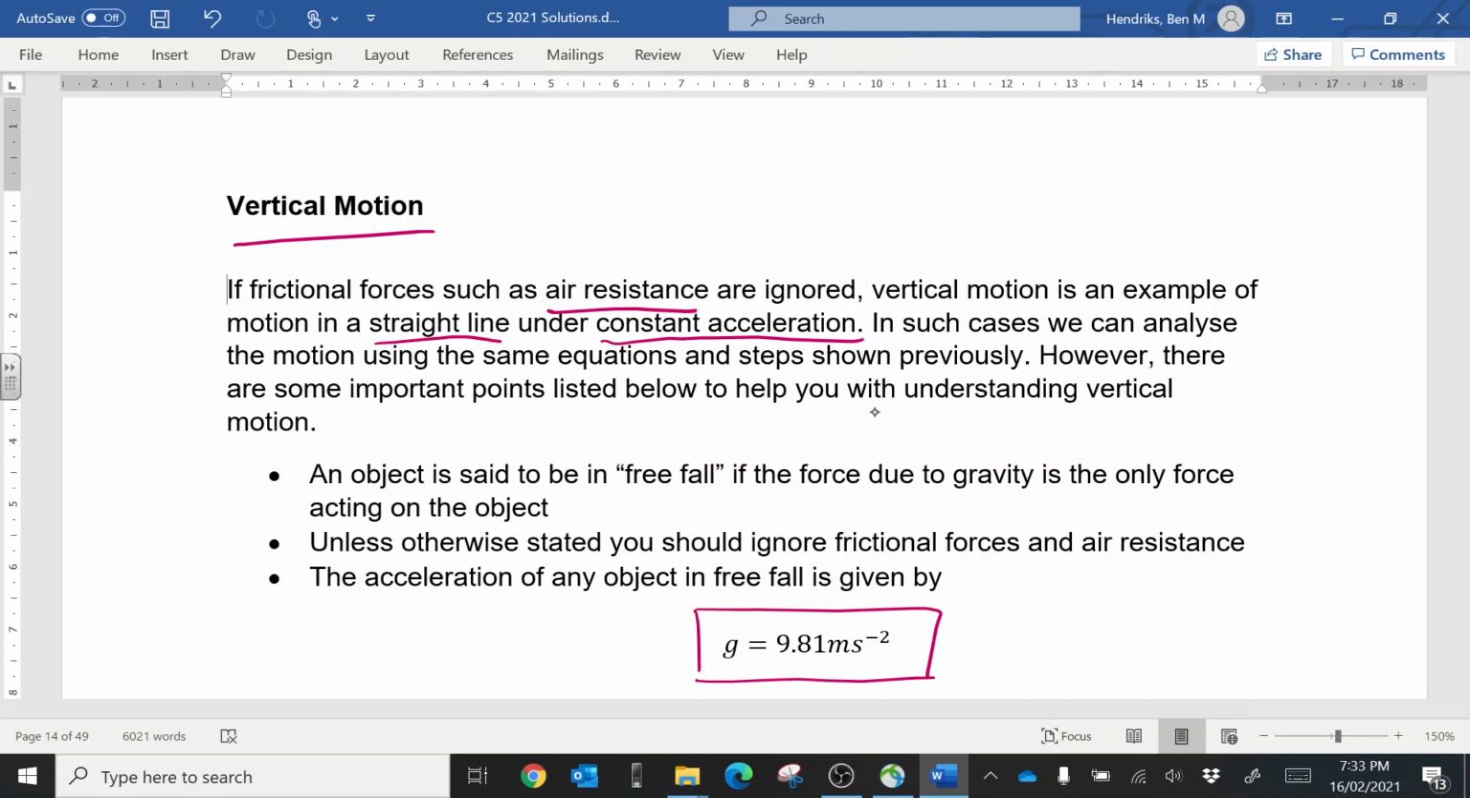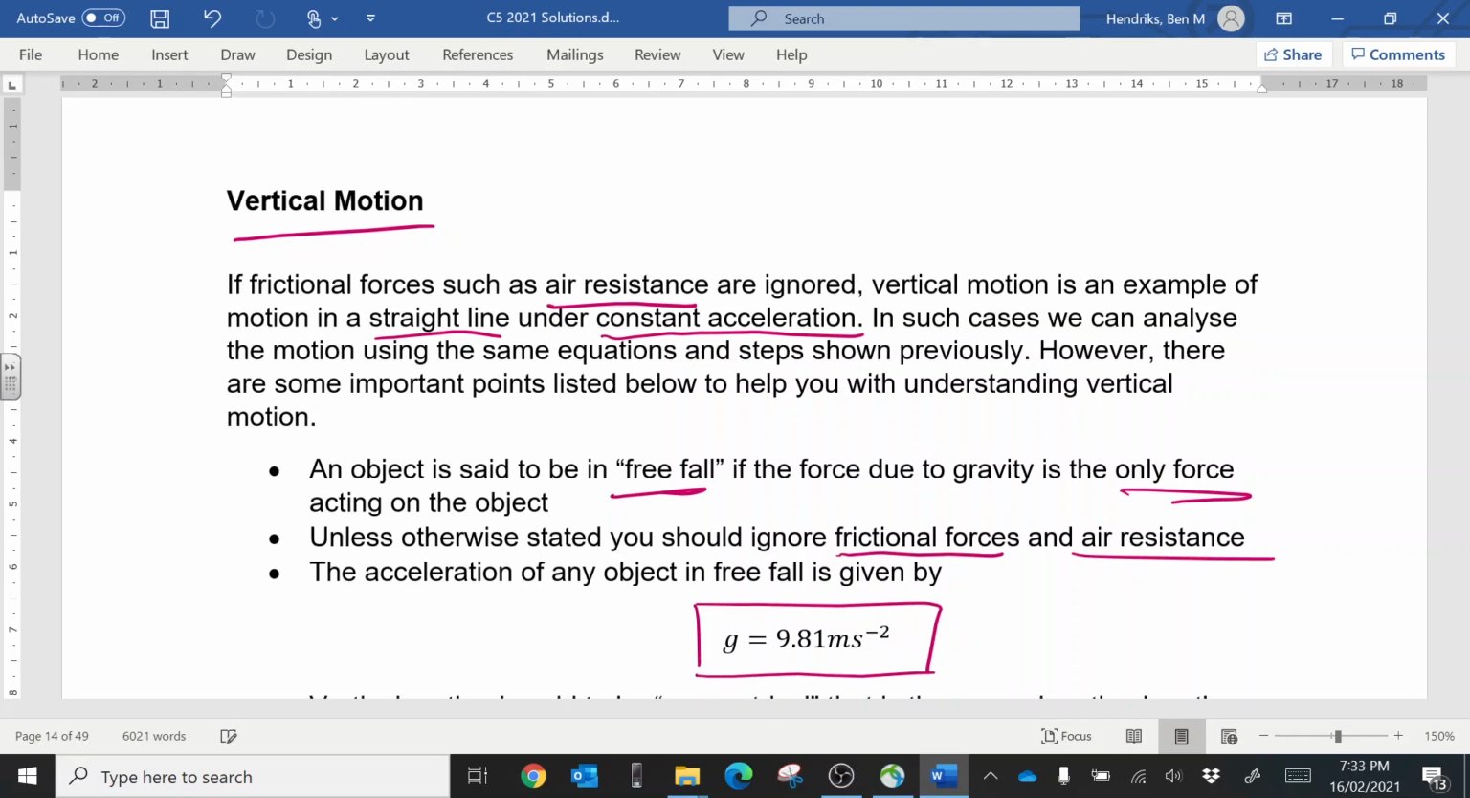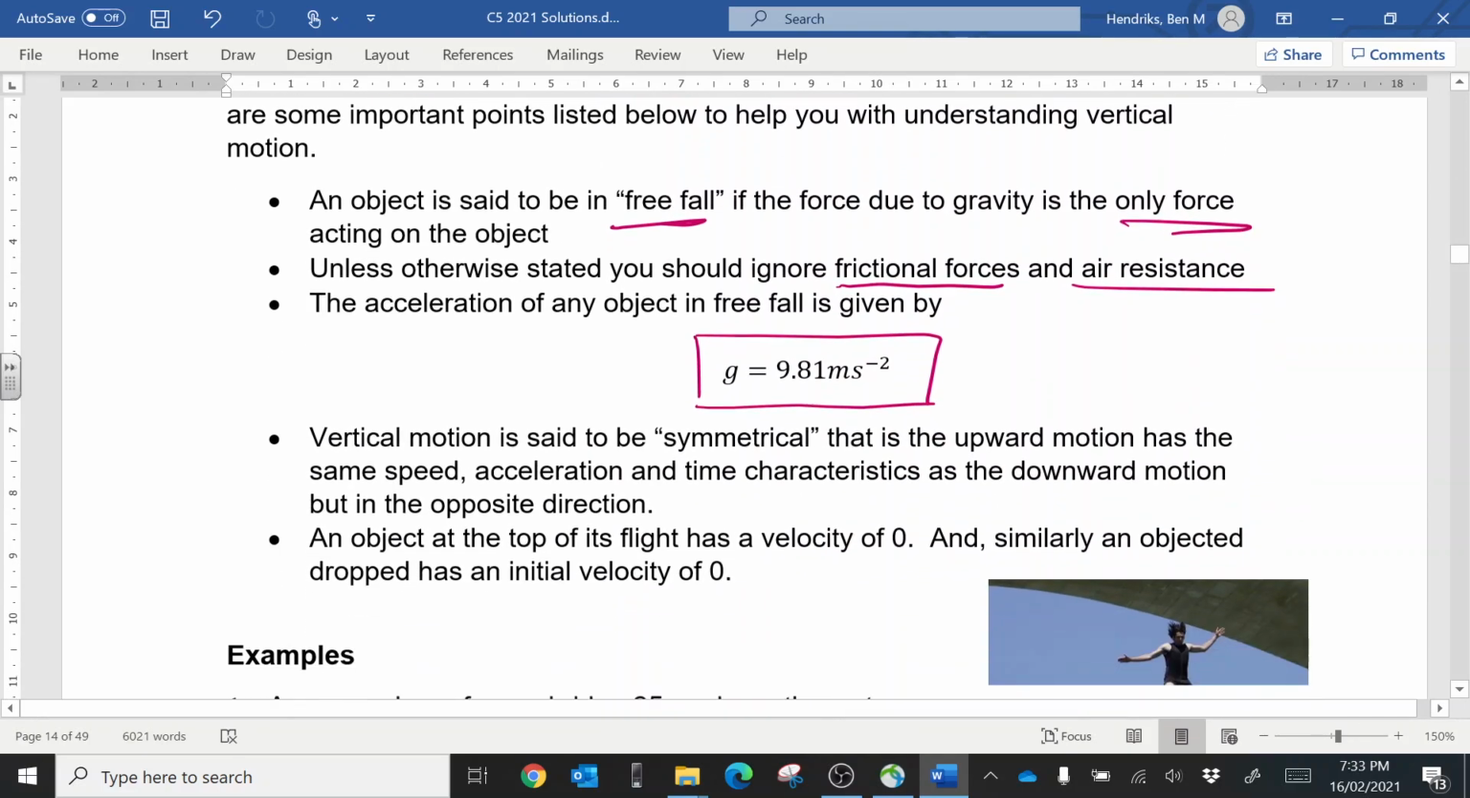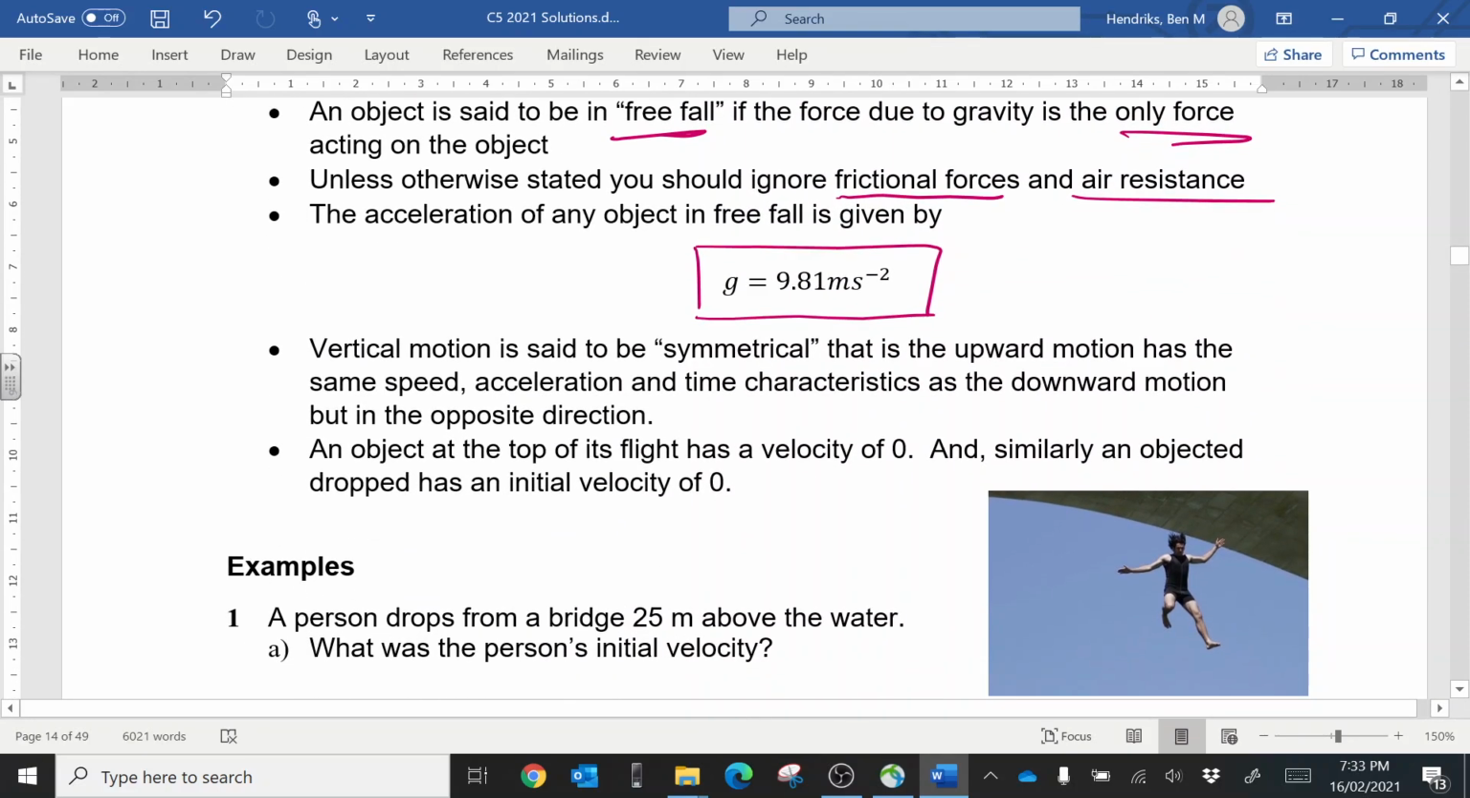In such cases, we can analyze the motion using the same equations and steps shown previously. However, there are some important points listed below to help you with understanding vertical motion. An object is said to be in free fall if the force due to gravity is the only force acting on the object. Unless otherwise stated, you should ignore frictional forces and air resistance. And we just said the acceleration of any object in free fall is given by gravity, g equals 9.81 meters per second squared.